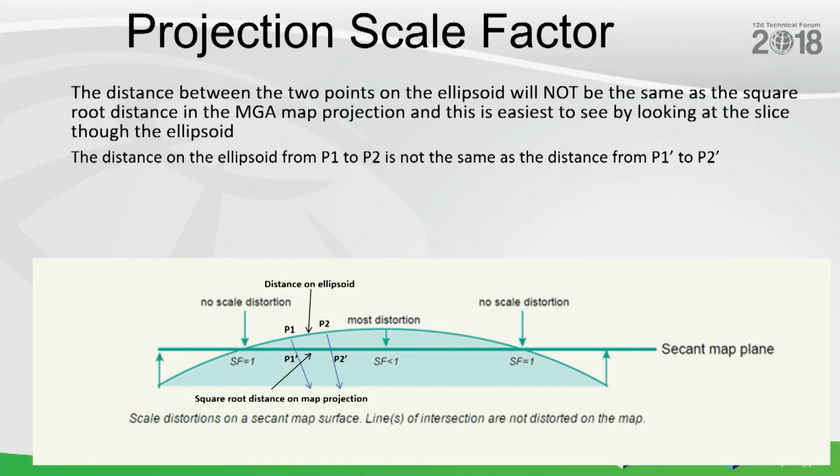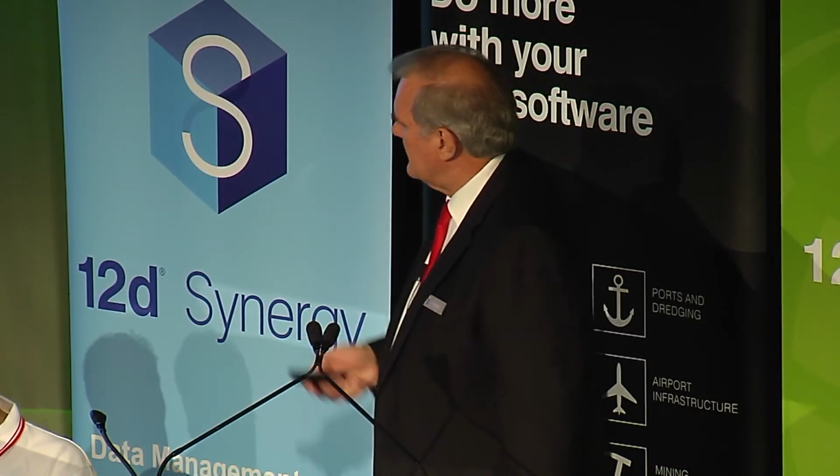And it's easy to see this by looking at a section through your Earth, and you're mapping onto this plane. If you've got two points on your Earth, P1 and P2, they'll map down to P1 dash and P2 dash on your plane. And you can see that obviously the distance on the ellipsoid is not the distance on the plane. So even though you're using map coordinates, they're not the same as ground coordinates. And we talk about this thing called scale factor, that it's varying.